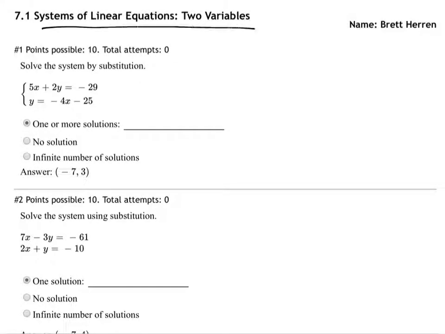7.1, systems of linear equations, two variables. So how do we handle this? It's two equations with two unknowns, and they want us to solve for x and for y. So how do we do it? Well, there's basically two different methods. This problem is telling us to do it by the substitution method.